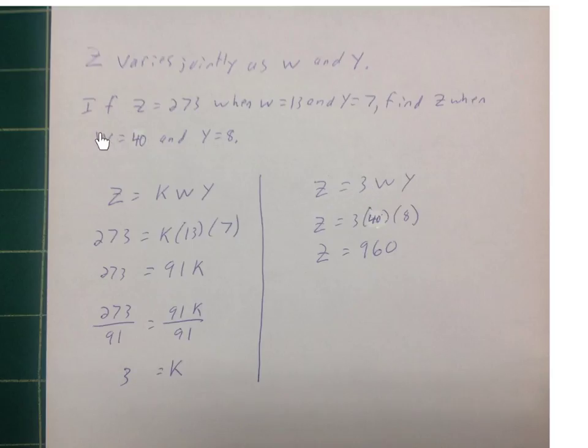And then this last line, they give you the values of W and Y and ask you for Z. So I put in the 40 and the 8, and I multiply, and I get Z comes out to 960.